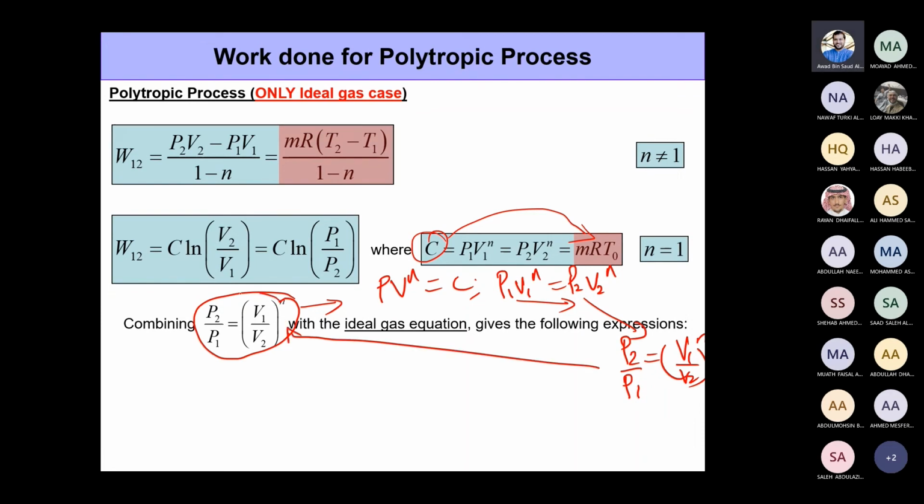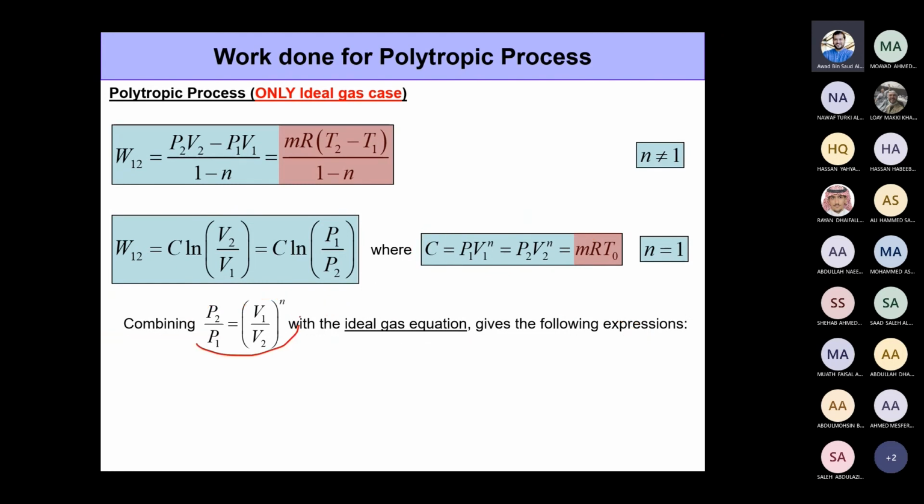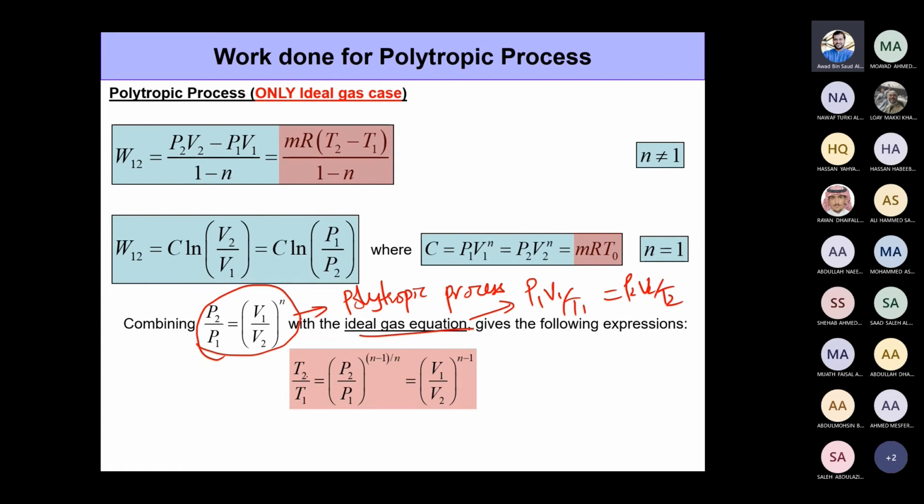So this is just for any system with a polytropic process. Whenever you have something that's undergoing a polytropic process, this applies. Now, when you combine the polytropic process with the ideal gas equation, which is P1 V1 by T1 is equal to P2 V2 by T2, or PV is equal to mRT, whatever, you can get an expression for the ratio of temperatures in terms of the ratio of pressures, or the ratio of temperatures in terms of the ratio of volumes.